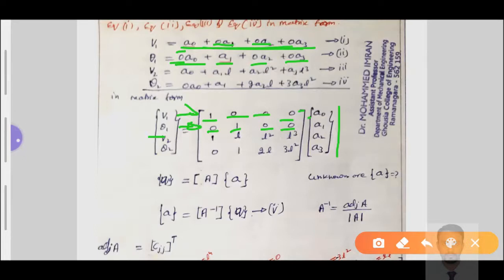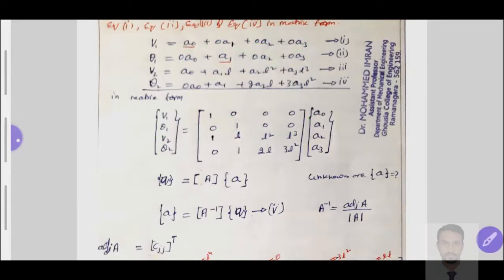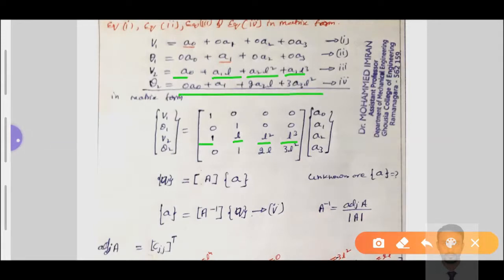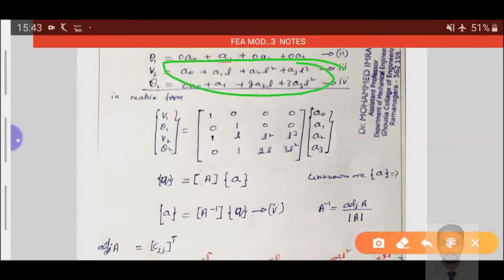If we take row number 1, we get equation number 1 again. Row number 2 gives equation number 2 again. Now take row 3, equation number 3, with respect to v2. Here a0 has coefficient 1, a1 coefficient L, a2 coefficient L square, a3 coefficient L cube. Similarly, for the last equation, with respect to theta 2, a0 has value 0, a1 coefficient 1, a2 coefficient 2L, a3 coefficient 3L square. Now these equations are converted in terms of a matrix.